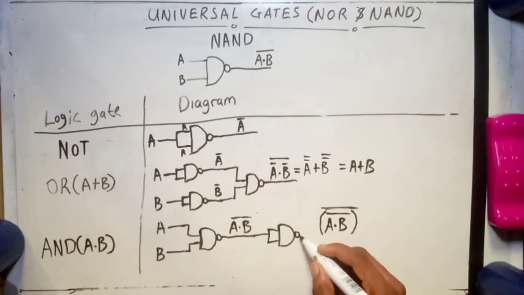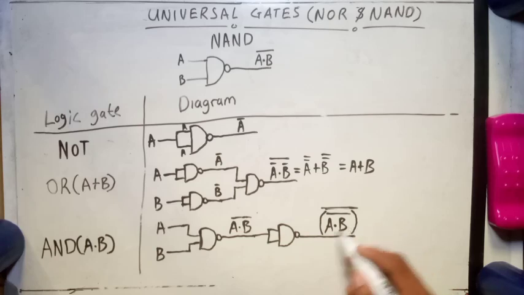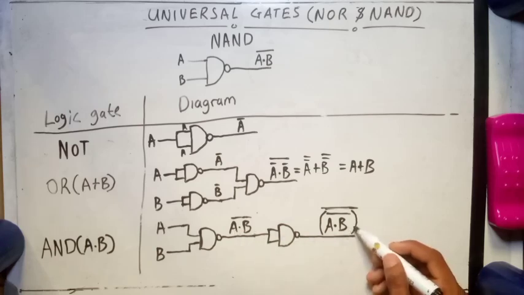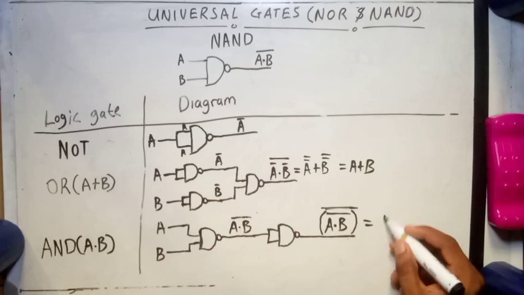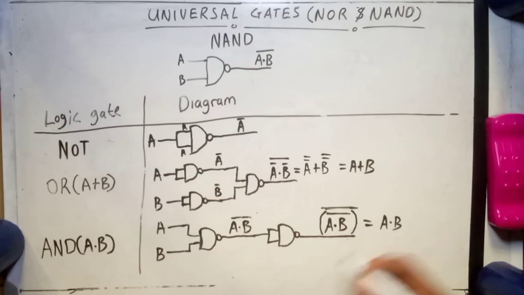Yeah. When we negate it, this is what we also have as output. We have this here. Then negating it, this is what we also have as output. This is equivalent to what? A dot B. Okay.